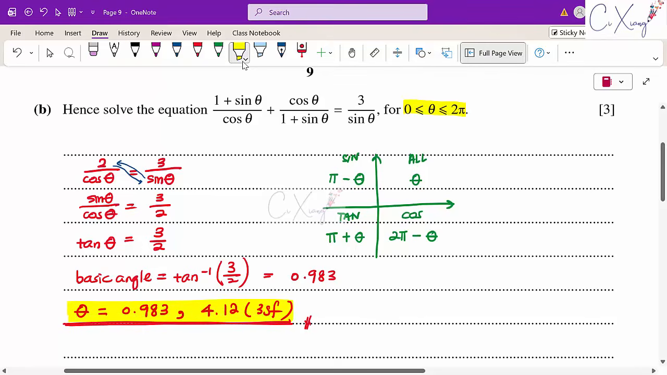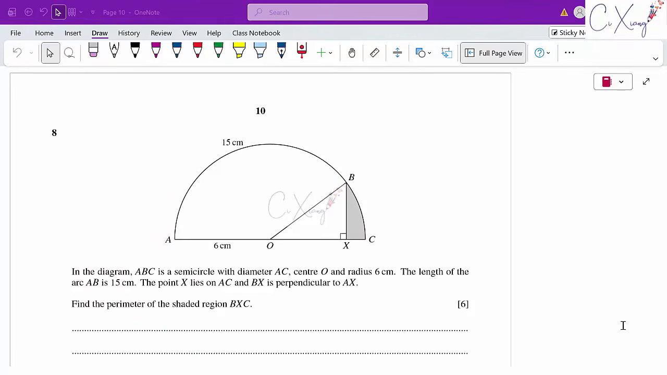Okay, so this is how we solve this question. Right, so we are now at question number 8. We are given a diagram, and ABC is a semicircle. So you should know that this whole diagram here is a semicircle with the diameter AC. AC is a diameter, center O and radius 6 cm. So the length of the arc AB is 15. We are given the length of the arc AB.